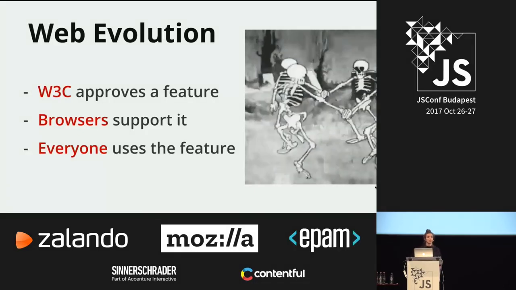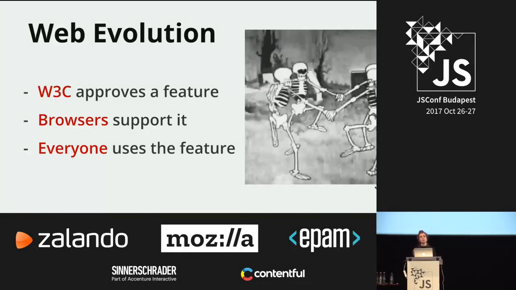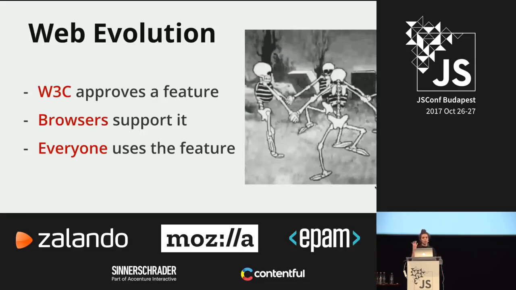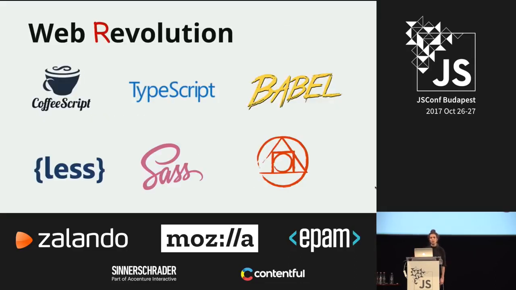Well, it's not here. It's not here because we don't like to wait. We don't like to wait for a web evolution. It's too slow. So what we do, we create a web revolution. Nowadays, almost every project has one of these tools. That's how web revolution works.